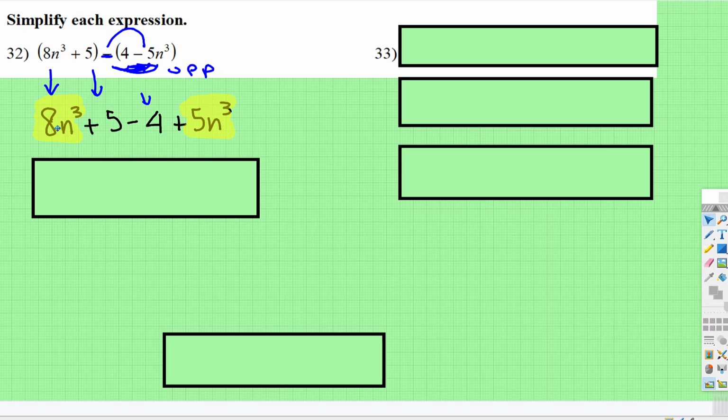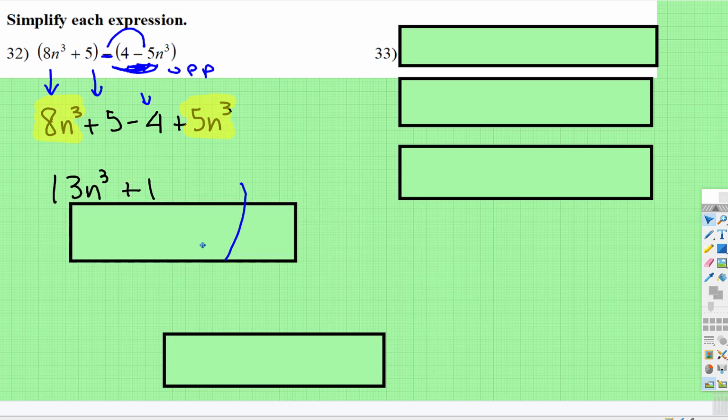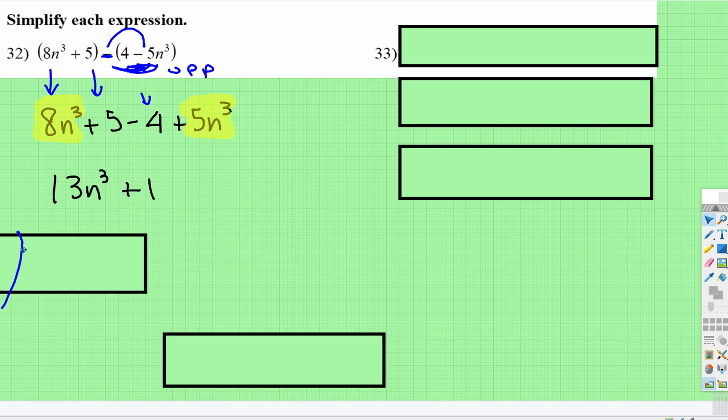Okay, so we have 8n cubed plus 5n cubed. Well, that's 13n cubed. Because remember, when you're adding polynomials, you don't add the exponents. You're just counting how many of those n cubes do I have? Well, I have 8 of them and 5 of them, which is 13 of them. And then we have 5 subtract 4. Whoops. 5 subtract 4 is 1.